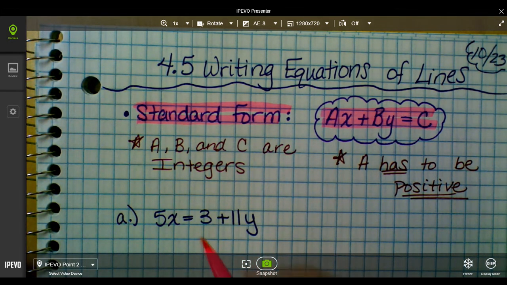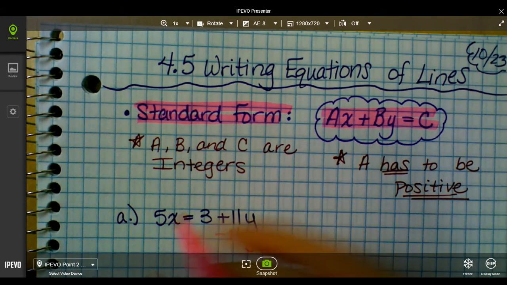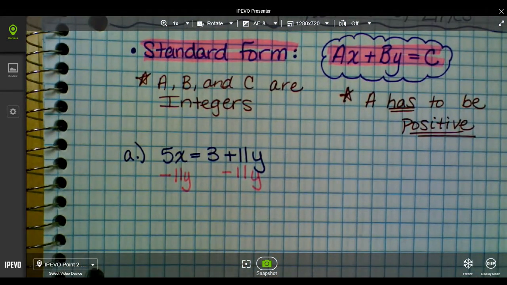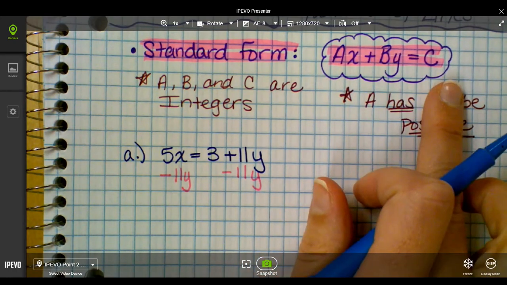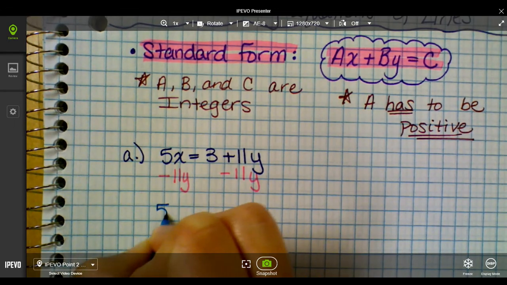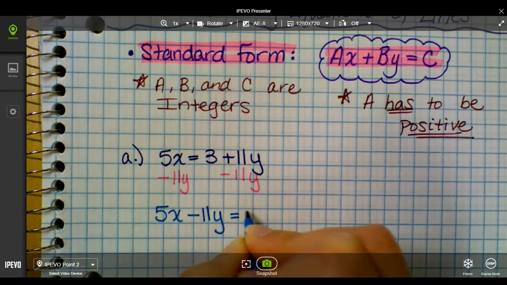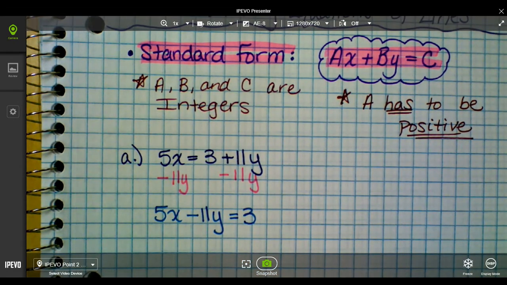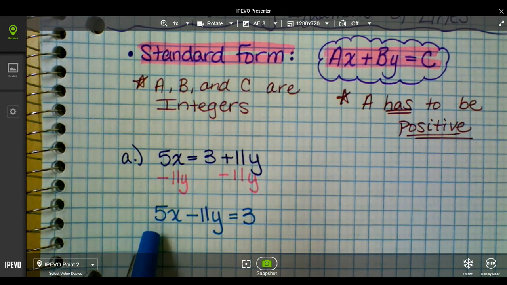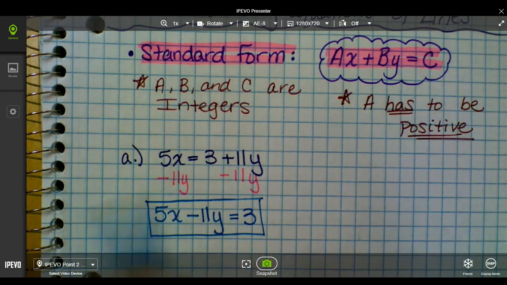So for this case, if I'm looking at my equal sign, the 3 can stay on the right side. That's where it's supposed to go, but that Y does belong on the left side. So I'm going to subtract that 11Y over, and then we want to make sure it's in this form. So X is first, then Y's, then equals the constant. So I have my 5X first minus 11Y since we subtracted it, and then it just equals positive 3. And then before I box up my final answer, I have to go back and double check. Is A a positive whole number? And yes, it is. So that means this is in true standard form.